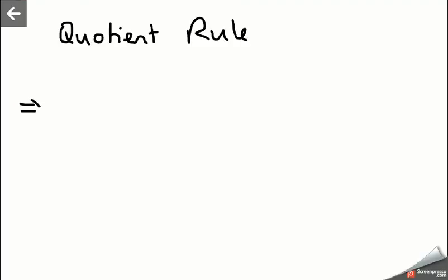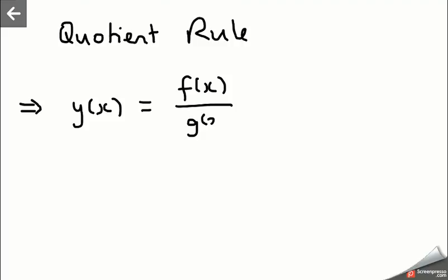Hey, in this video we're going to derive something called the quotient rule. Now, quotient is another word for fraction. So quotient means fraction. What this rule says is that for a function y of x that can be written as another function f of x divided by another function g of x, obviously g of x can't be equal to 0 on the interval you're concerned with.